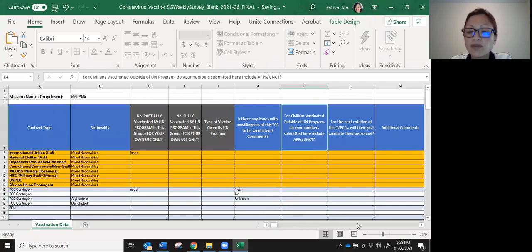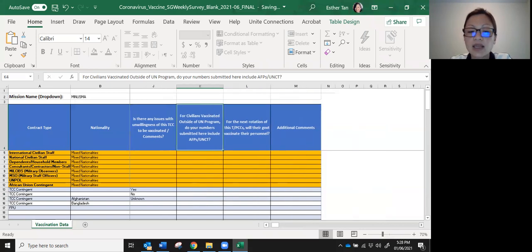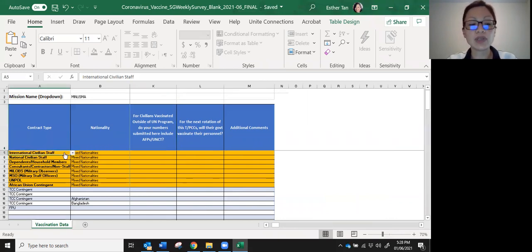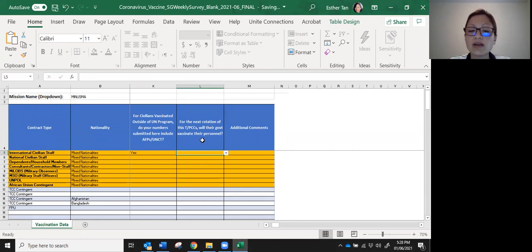Another question here: for civilians that were vaccinated outside of the UN program, do your numbers here include AFPU and CT? So for example, if it's civilian staff, let's say in UNAMA, but the number of civilian staff who are vaccinated outside includes both UNAMA civilian staff as well as the UN country team civilian staff, let's say UNICEF, WHO, UNDP, then please just let us know that yes, your numbers here include other people.